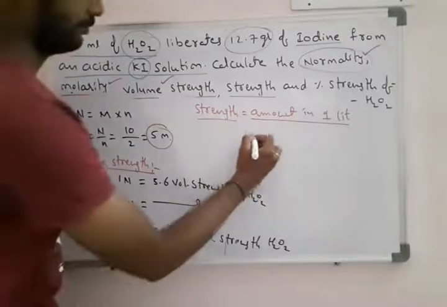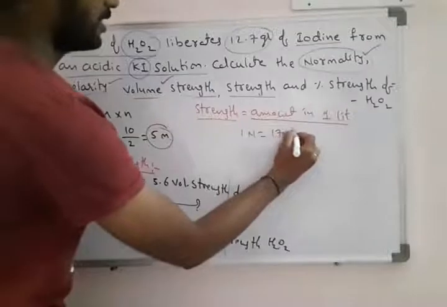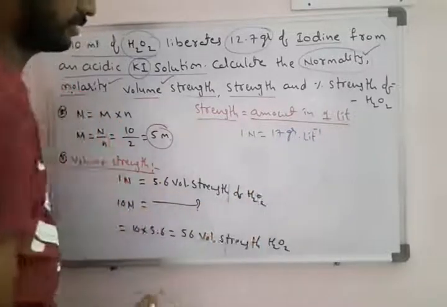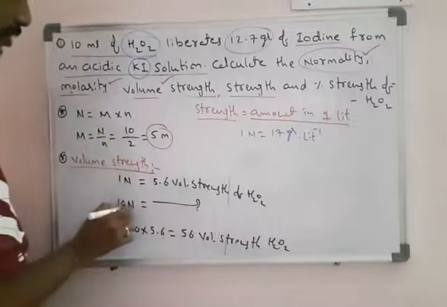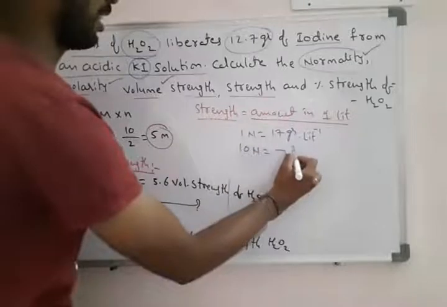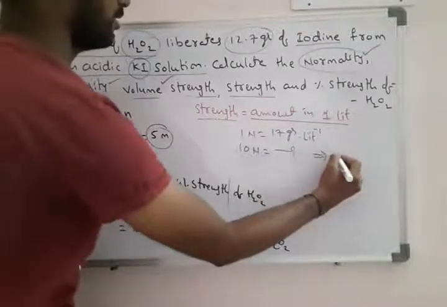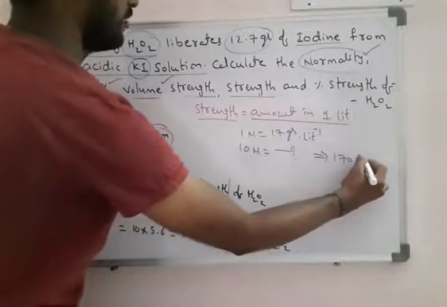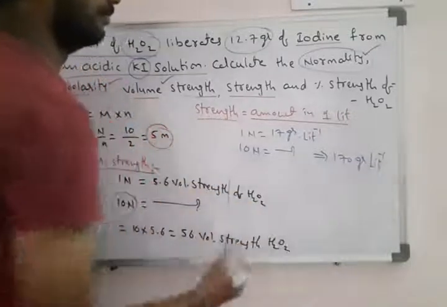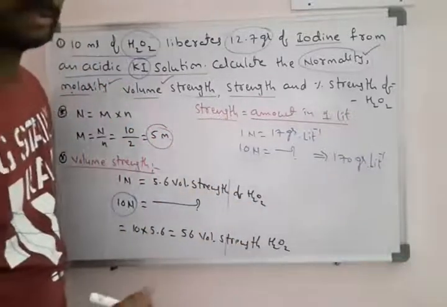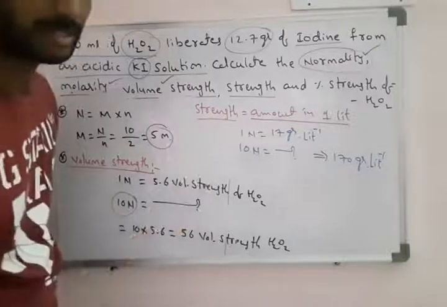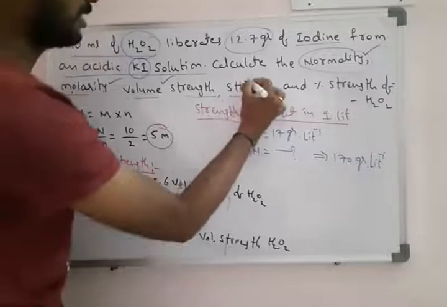17 grams per liter. Here how much normality do we have? 10 normality. So 10 normality equals how much? That is equal to 170 grams per liter. This is called just strength. The strength unit can be used for any solutions. So this strength is completed.